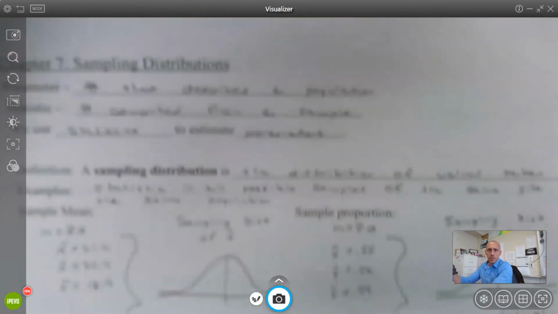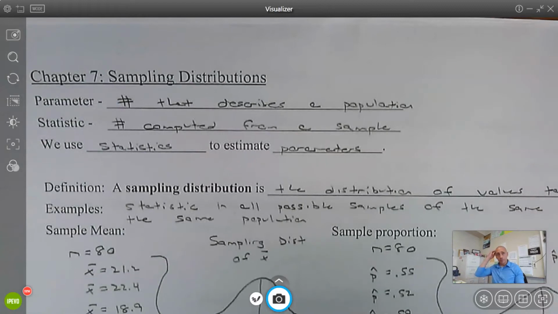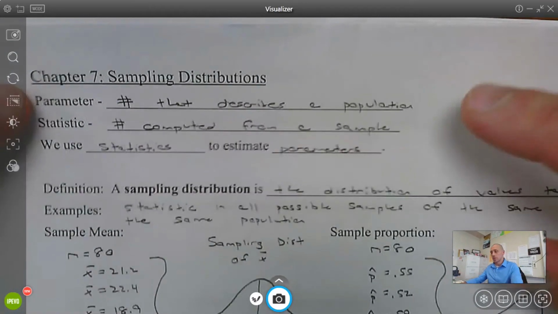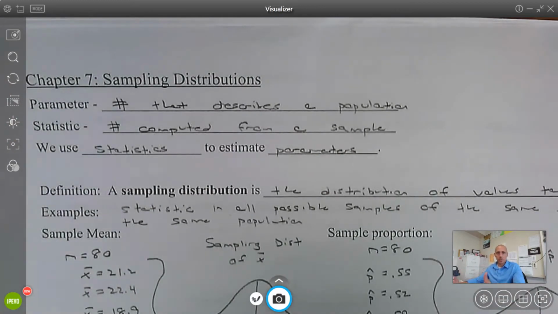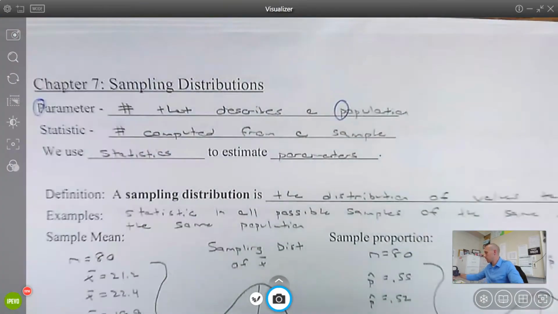So let's check out chapter 7, which deals with sampling distributions. This kind of laid the foundation for all the confidence intervals and tests that we did. So we started talking about parameters. That's a number that describes a population. P for parameter, P for population.